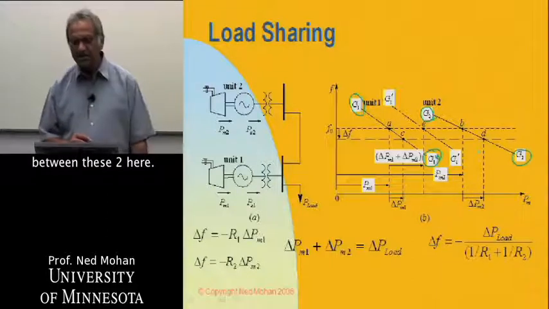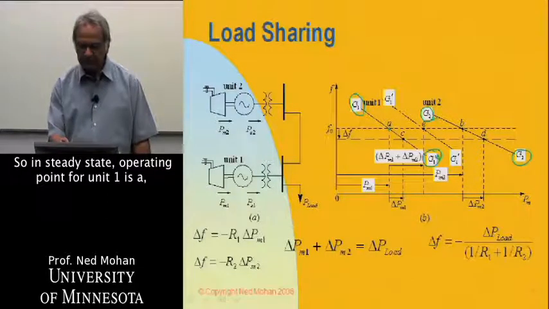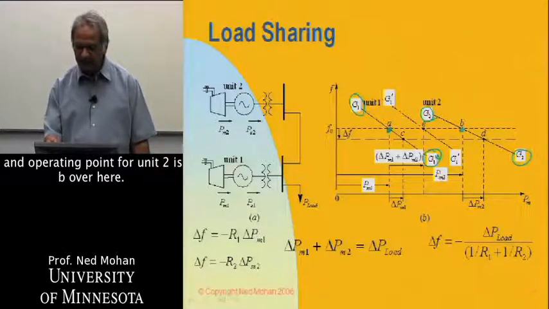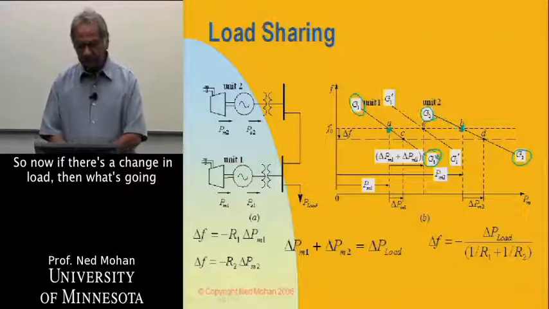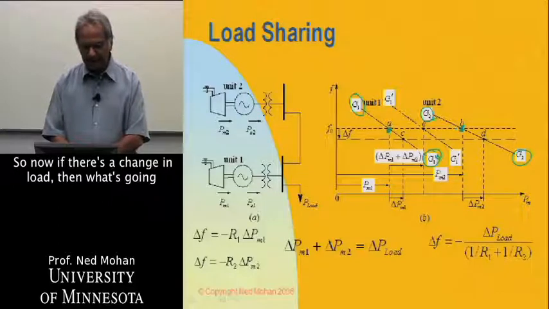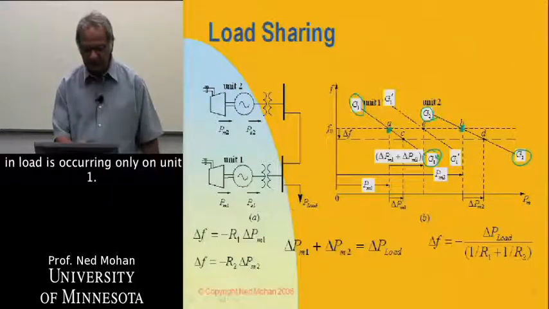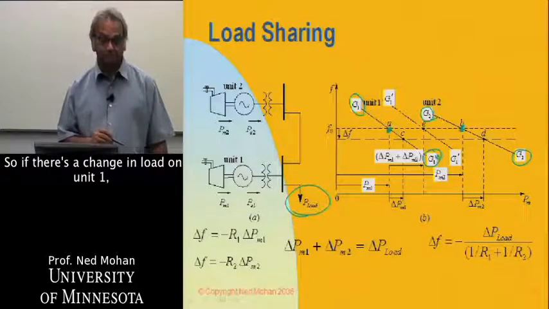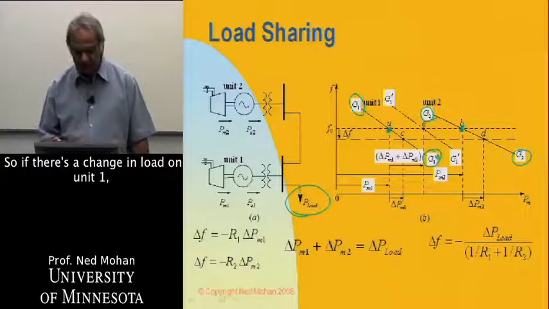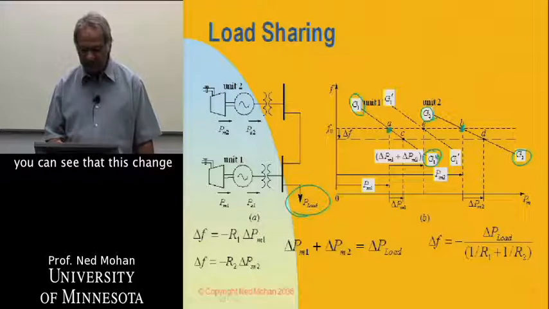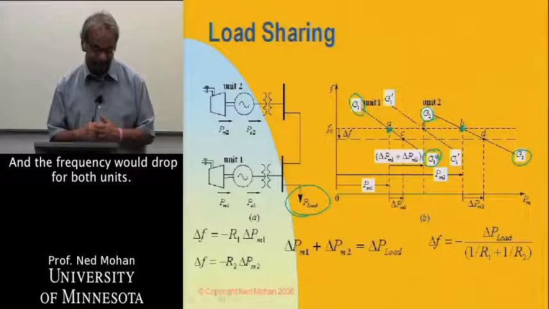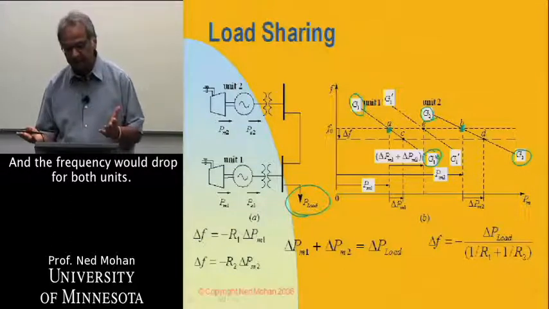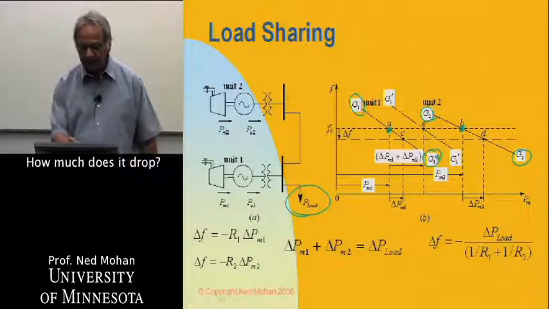So in steady state, the operating point for unit 1 is A, and the operating point for unit 2 is B over here. Now if there is a change in load, and this change in load is occurring only on unit 1, you can see that this change in load causes the frequency to drop. And this frequency will drop for both units, right? So how much does it drop?